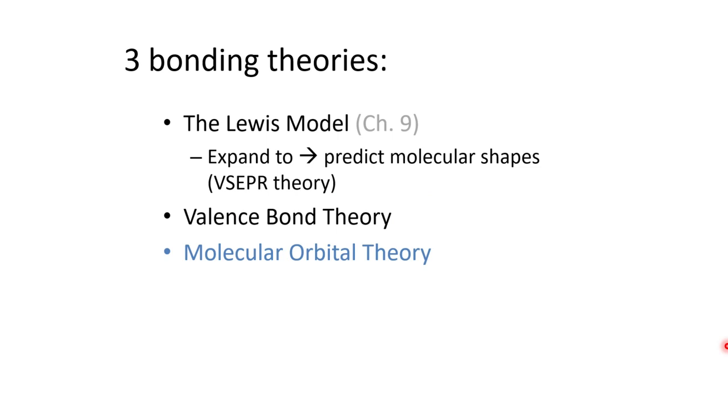So we've talked about the Lewis model and expanded that to VSEPR to predict shapes. And then we talked about the valence bond theory. And so now this is the most sophisticated of the three. And this one is probably what we would consider the most correct, although there are ways in which valence bond theory and even just the Lewis model and VSEPR work really well to explain what we're seeing.